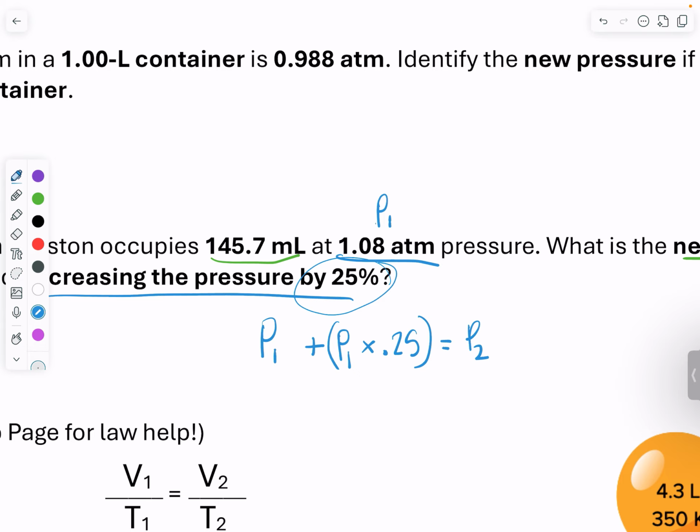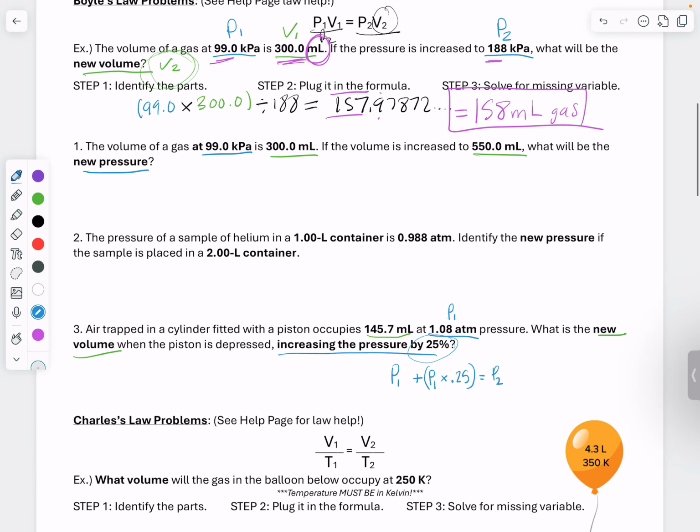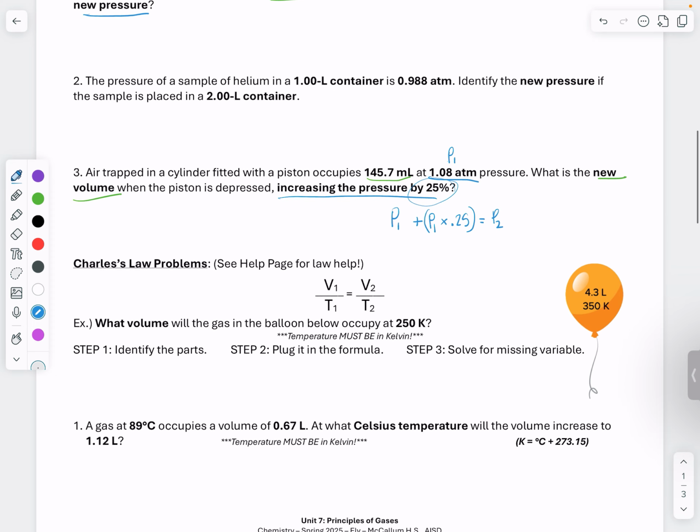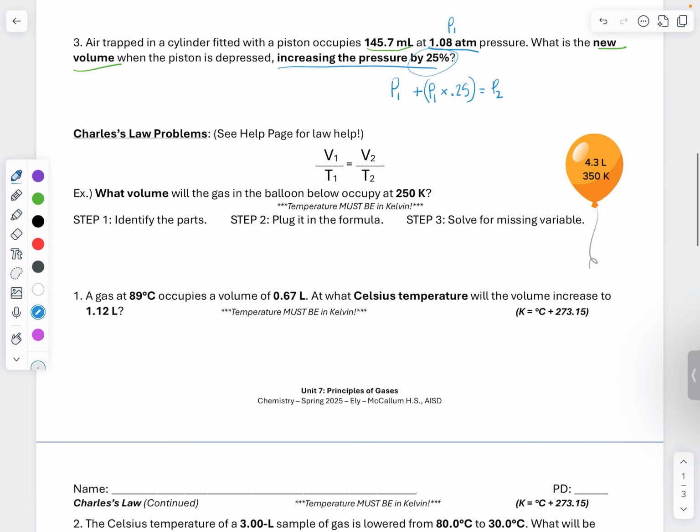All right, and that's it then. That's pretty much your Boyle's Law questions. Then we've got our Charles's Law questions.